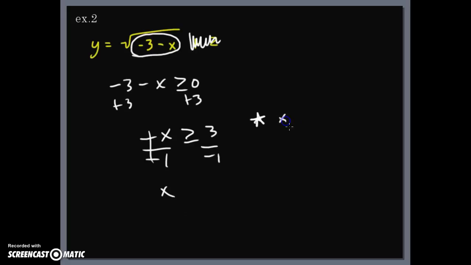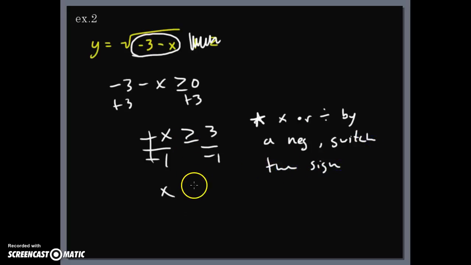When you multiply or divide by a negative, you've got to switch the sign. So I'm going to switch the sign the other direction. Now I've got a less than or equal to, and that's negative 3. When I put this into Schoology, I've got x is less than or equal to negative 3.